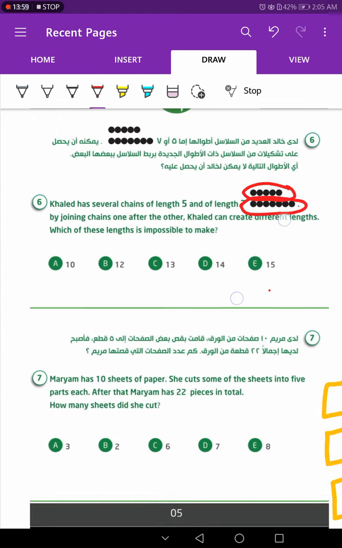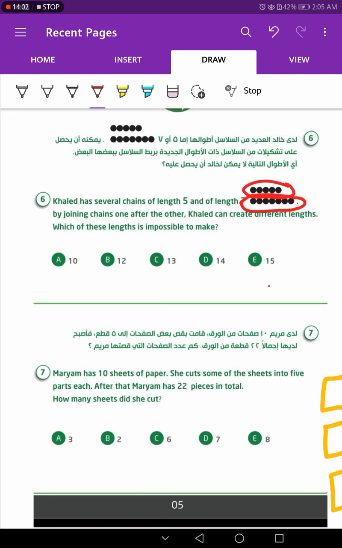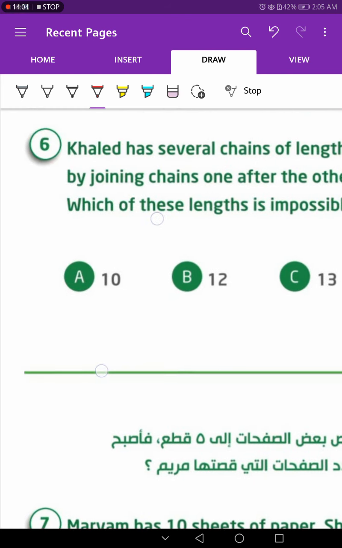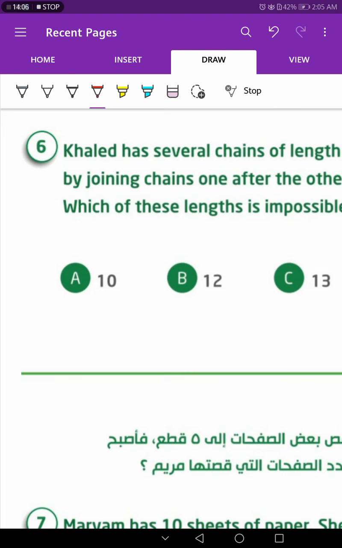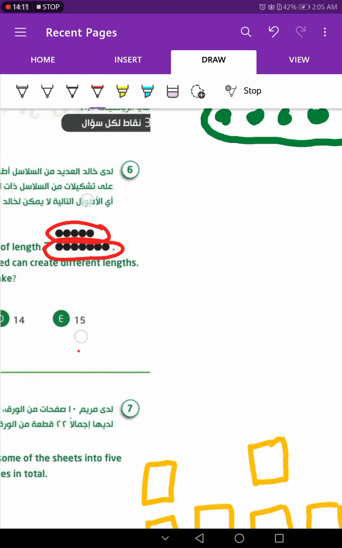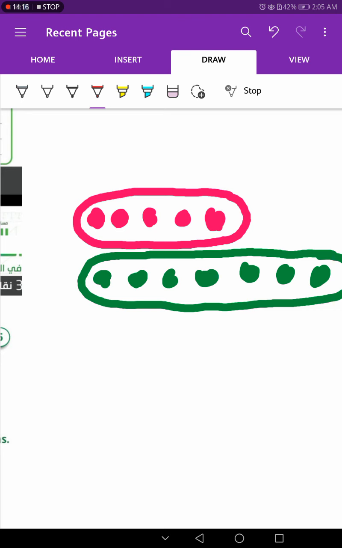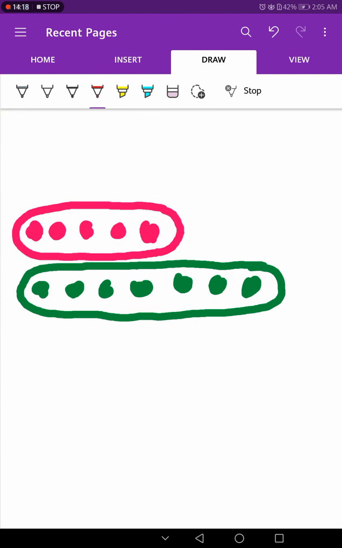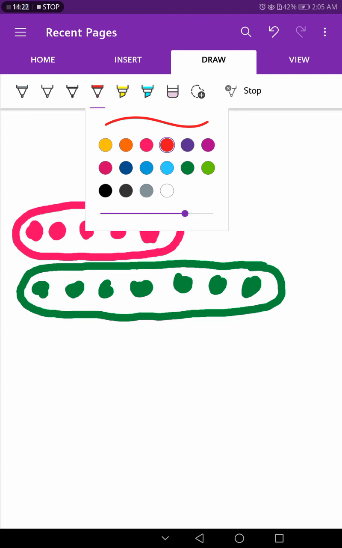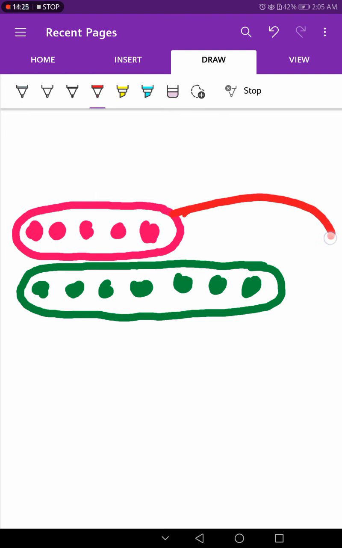Okay, how can I solve this question? First of all, if you take number A, to make sure it is possible or impossible, this is the chain. The first chain is 5. If you bring another chain with 5, can you get 10?